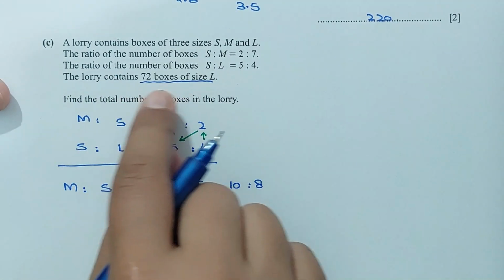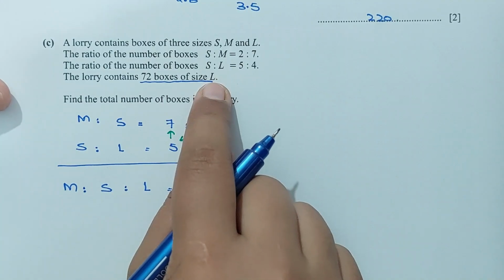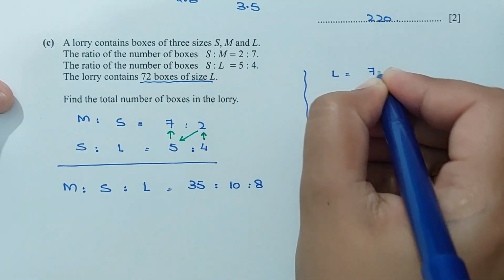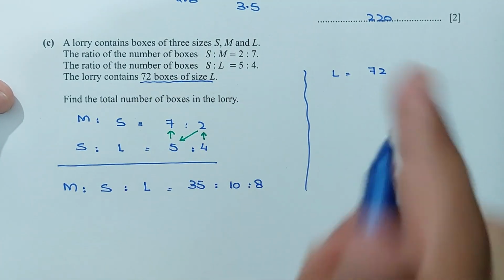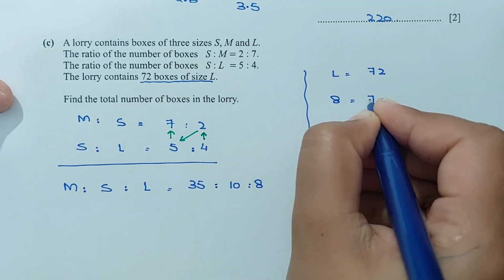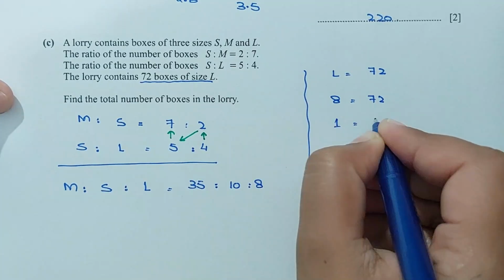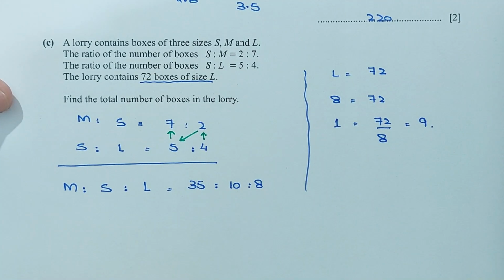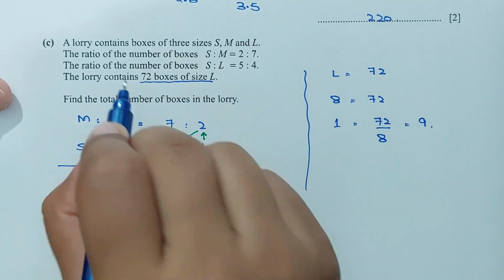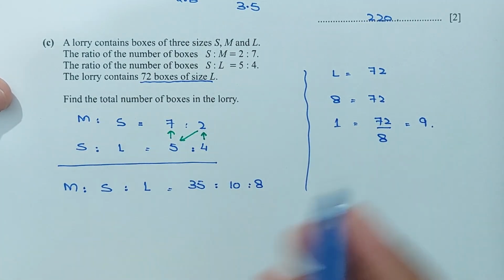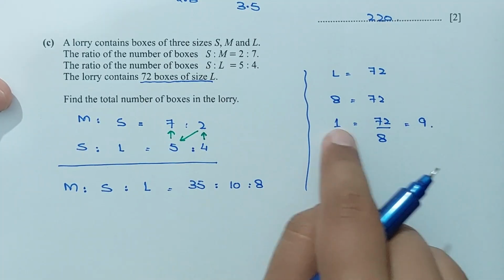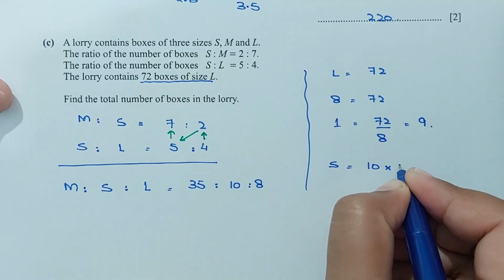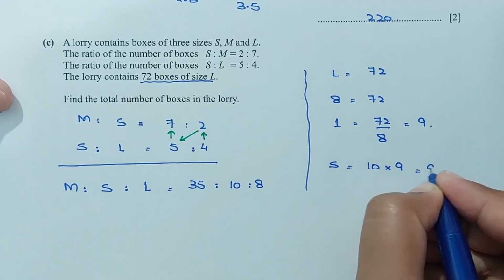Alright, so we have been given that the lorry contains 72 large size boxes. Since L is 72, the ratio for L is 8. It means 8 is equal to 72. What is 1 equal to? 1 is going to be 72 divided by 8, and 8 times 9 is 72. So large is given, which is 72. We can easily find out small and medium. If 1 equals 9, for small we have 10. So what is 10 equal to? 10 equals 9 times 10, which is 90.